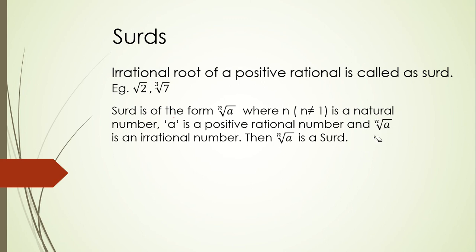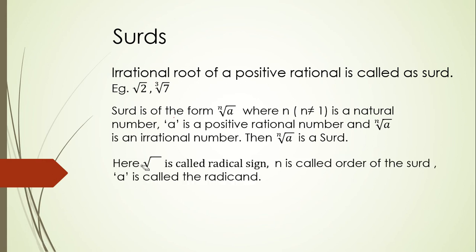And the third point, nth root of a is an irrational number. Then we say that nth root of a is a surd. Now here this root sign is called a radical sign, n is called the order of the surd, and a is called the radicand. This is a radical sign. This n is the order and a is the radicand.